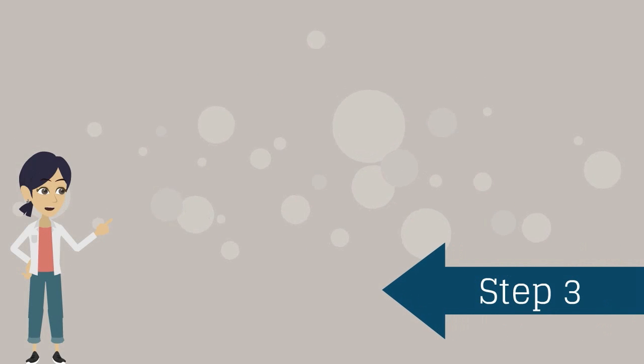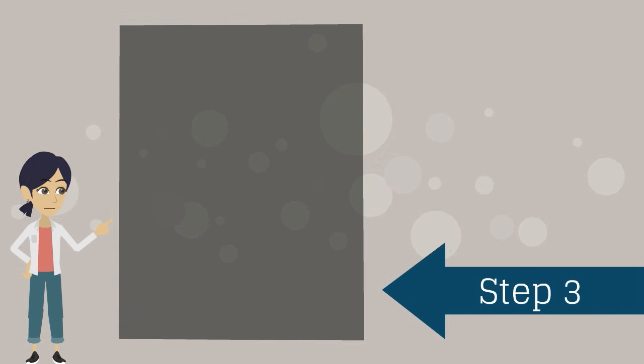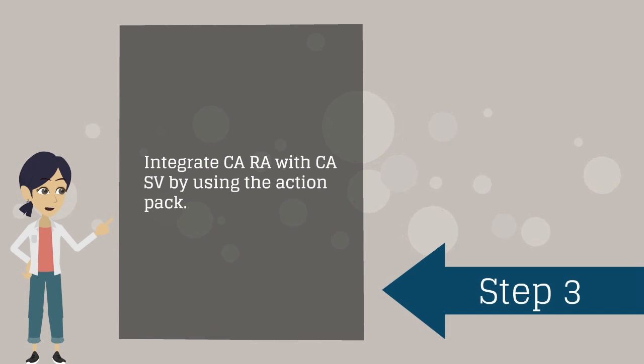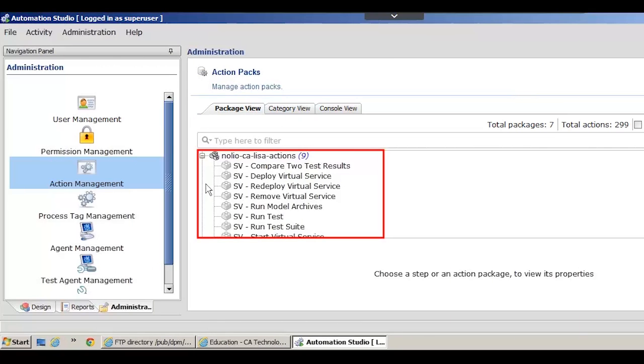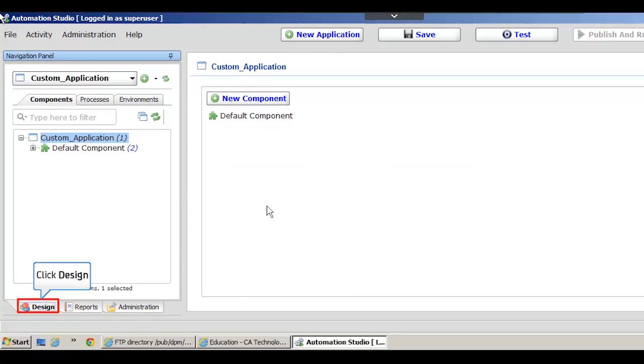This completes step 3. Let's proceed to step 4, that is to integrate CARA with CASV by using the action pack. You can observe all the action pack files under the Nolio CA Lisa Actions package. Click Design and then click Components in the navigation panel.